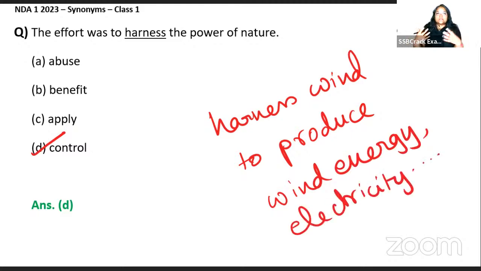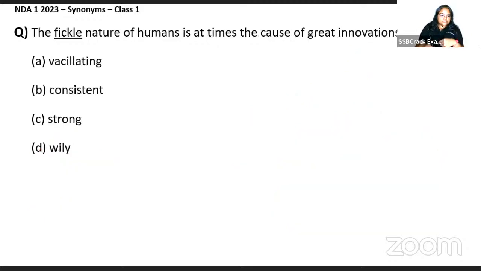ओके, हार्नेस करने का मतलब अगर आप एनर्जी, कोई एनर्जी या फिर जो प्रोडक्ट्स अवेलेबल है, रिसोर्सेस अवेलेबल है, उनको इकट्ठा करके आप उनसे कुछ चीज का प्रोडक्शन कर रहे हो. दैट मीन्स बेसिकली यू आर कंट्रोलिंग द प्रोडक्शन बाय हार्नेसिंग समथिंग. सो हार्नेस एक्चुअली मीन्स टू कंट्रोल. ओके, सो ऑप्शन डी इज आवर राइट आंसर. ओके, वेरी गुड. चलो नेक्स्ट वन.